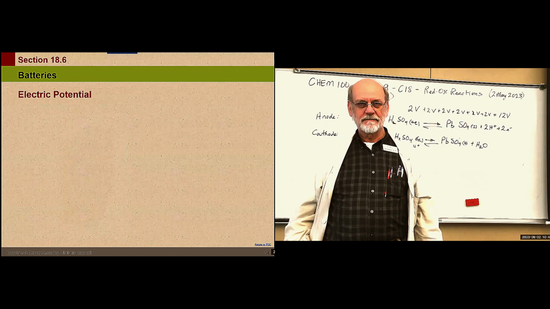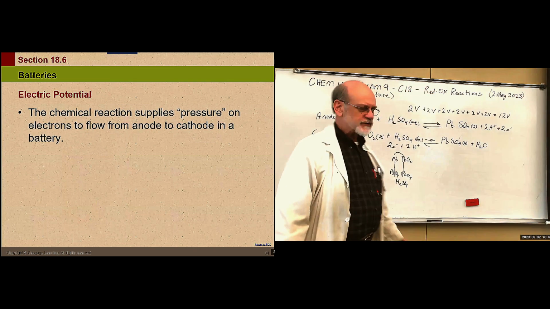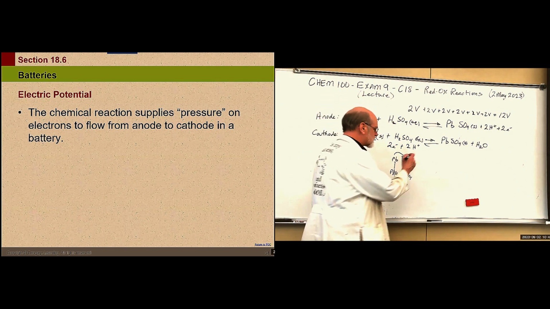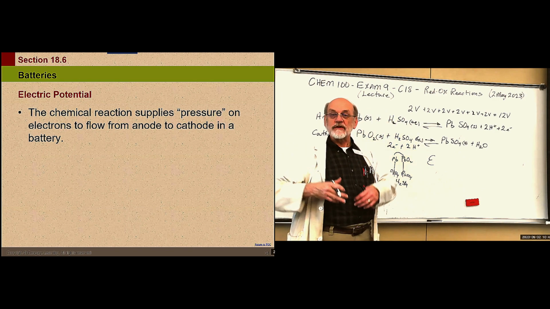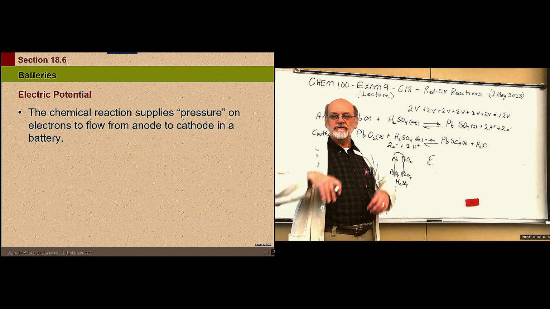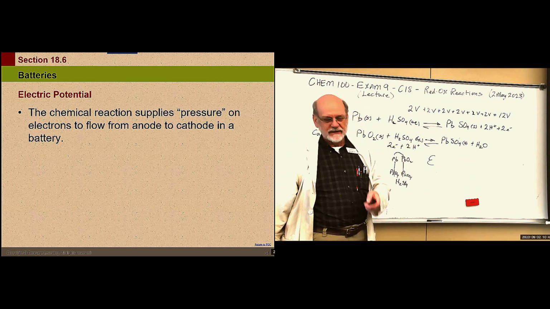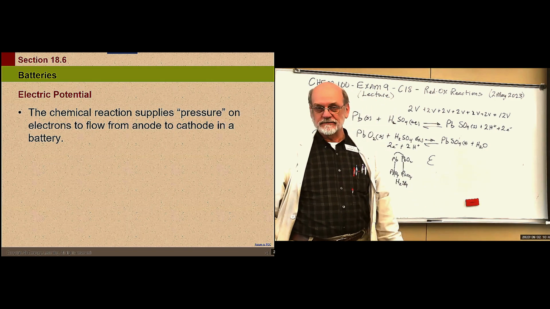All right. So here's a discussion. We mentioned volts. That's also known as electrical potential. And sometimes it's given an E for electromotive force, right? That's what a volt is, electromotive force, pushing the electrons from the anode to the cathode.